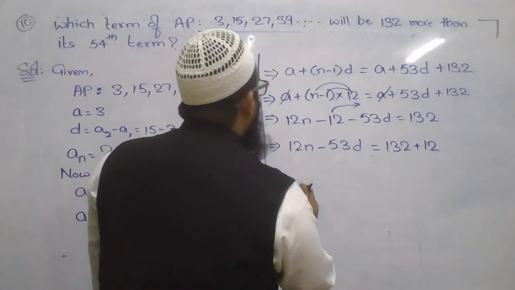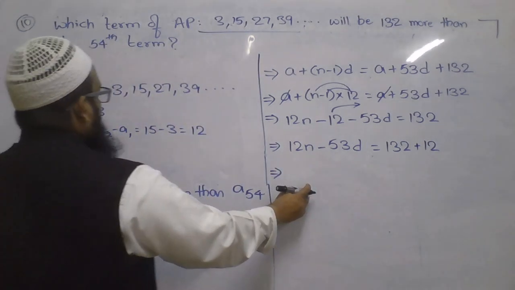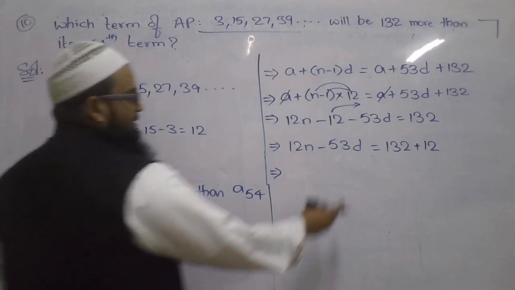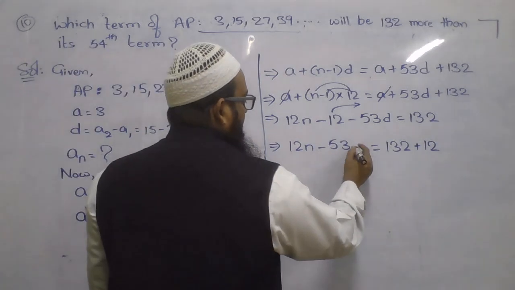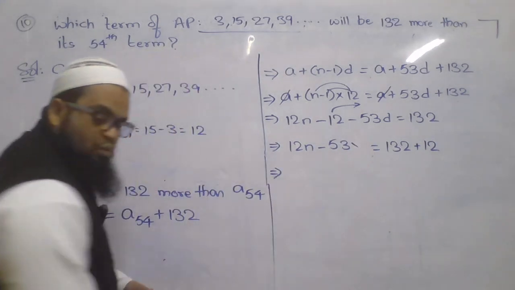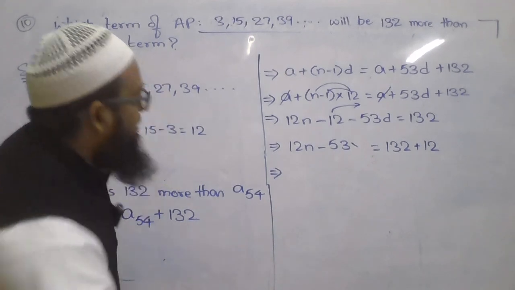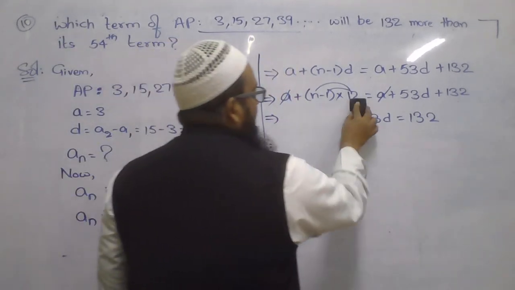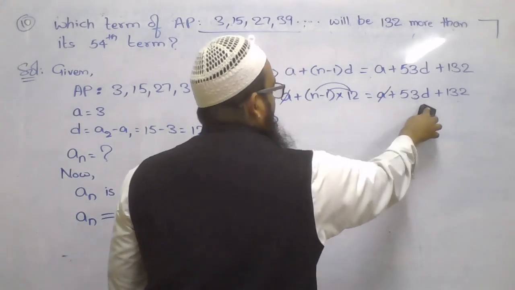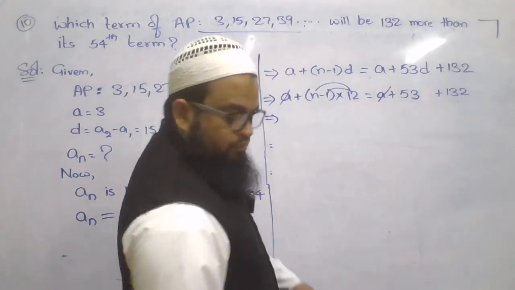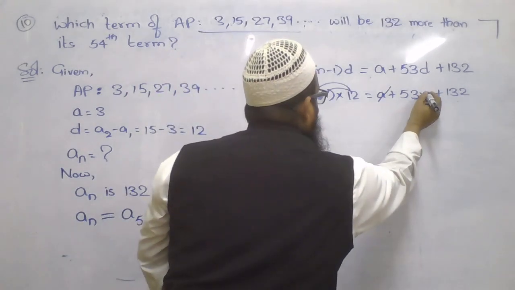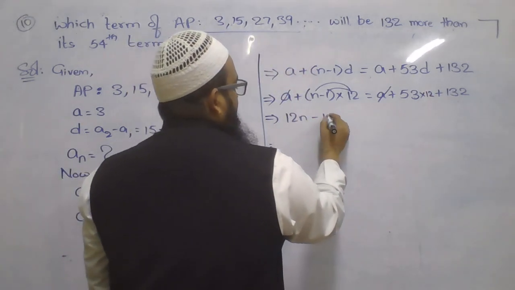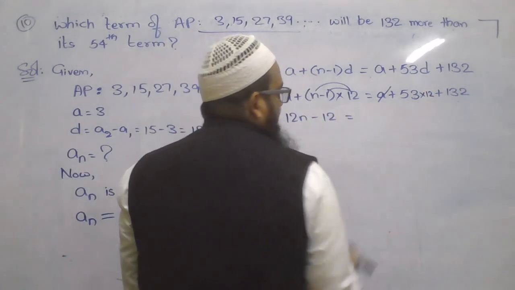so what do we do? We have seen something. Yeah, d is 12, right? So, no, one minute. I have made a mistake over here. So, mistake means what actually? d I can substitute here also, right? So, 12n minus 12 equals 53 into 12.